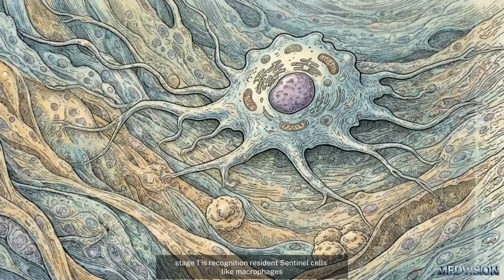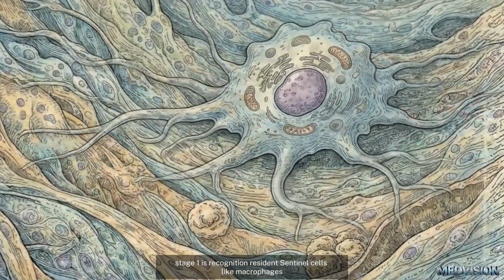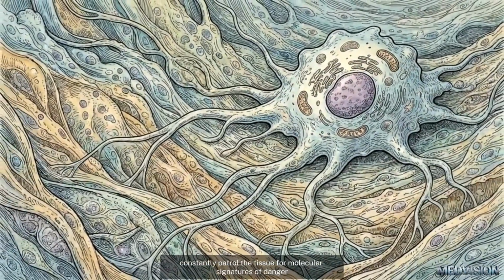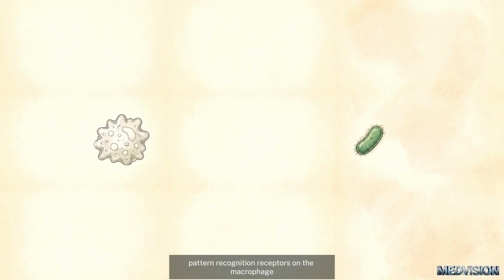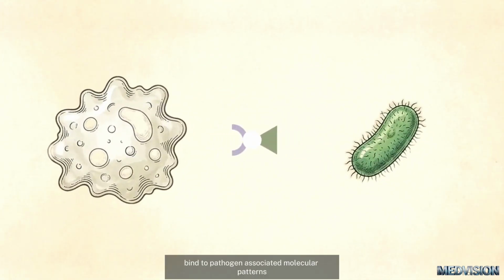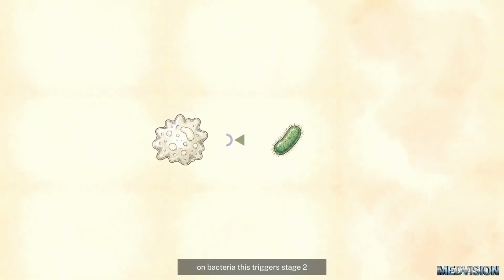Stage 1 is recognition. Resident sentinel cells, like macrophages, constantly patrol the tissue for molecular signatures of danger. Pattern recognition receptors on the macrophage, like toll-like receptors, bind to pathogen-associated molecular patterns on bacteria.